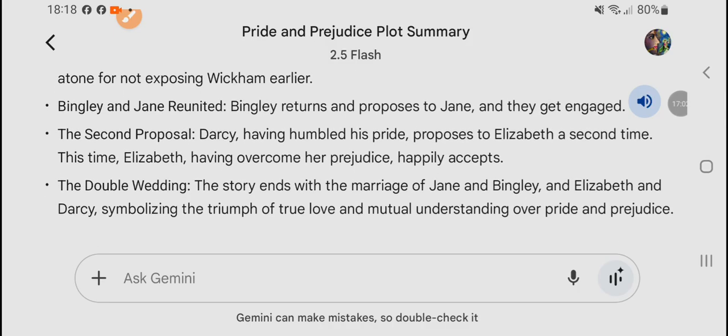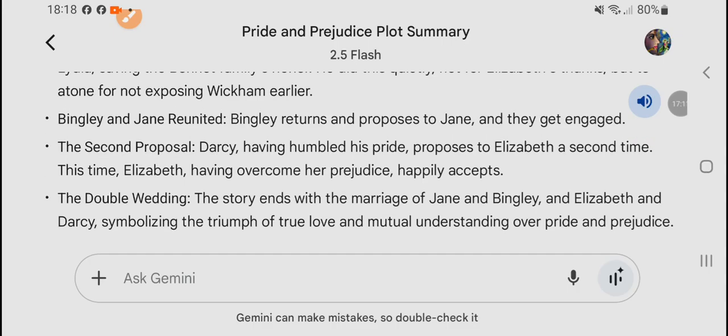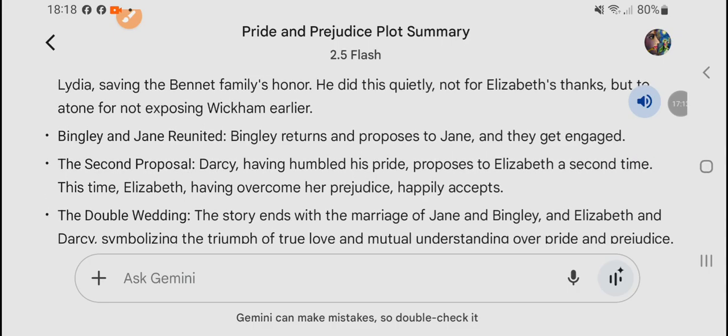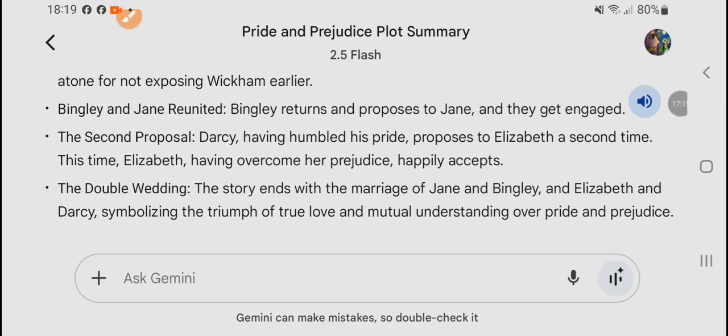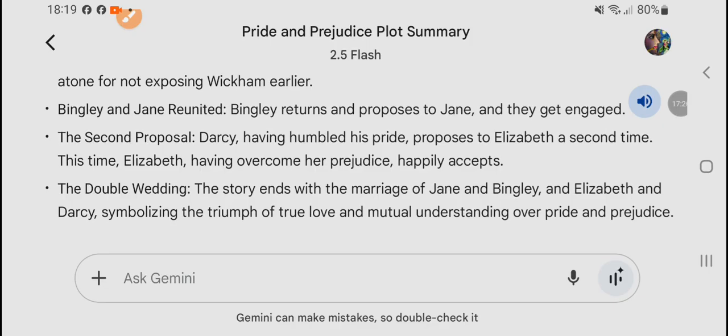Then Bingley and Jane are reunited. In the meanwhile, Bingley returns and proposes to Jane. So Bingley comes and proposes to Jane and they get engaged. The second proposal: Darcy has humbled his pride. Now his pride is diluted. He proposes to Elizabeth a second time.